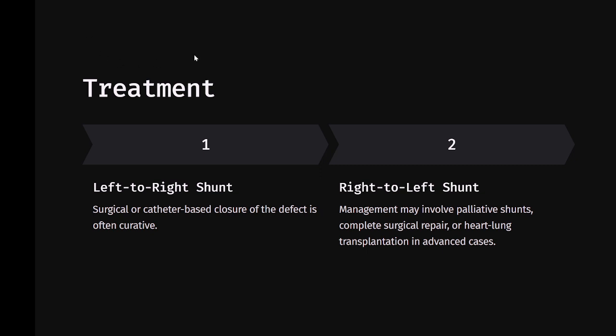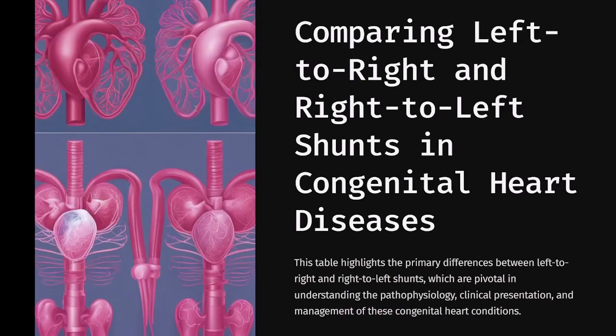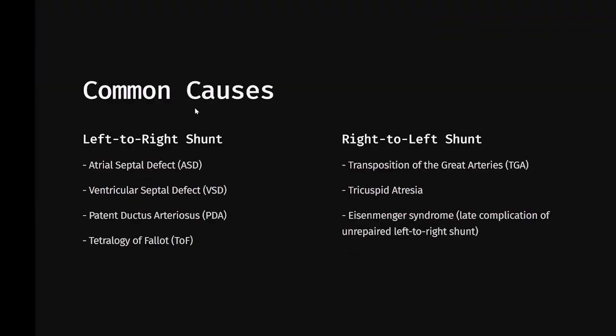This table highlights the primary differences between left to right and right to left shunts, which are pivotal in understanding the pathophysiology, clinical presentation, and management of these congenital heart conditions.